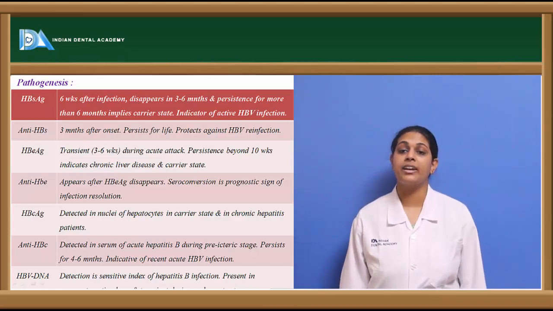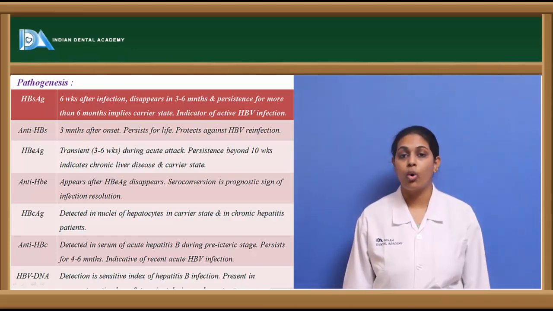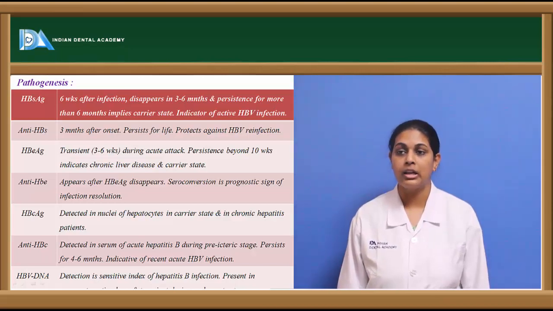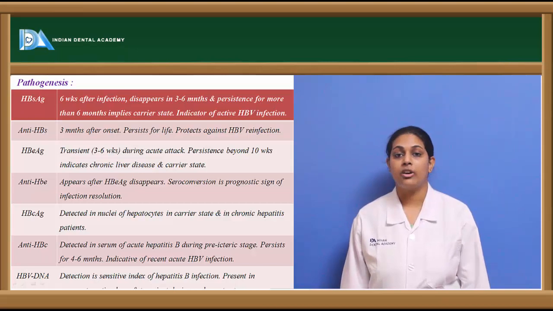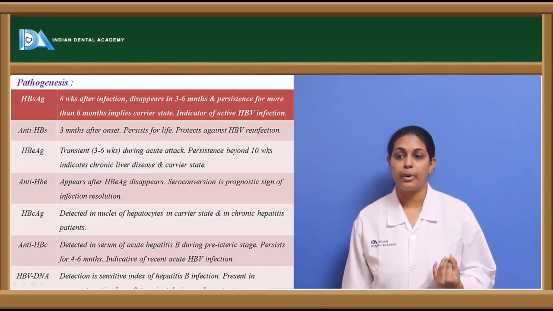Coming to HBc antigen, which codes for the core protein of the viral particle, and is usually detected in the nuclei of the hepatocytes, which is usually seen in the carrier state as well as in chronic hepatitis patients.